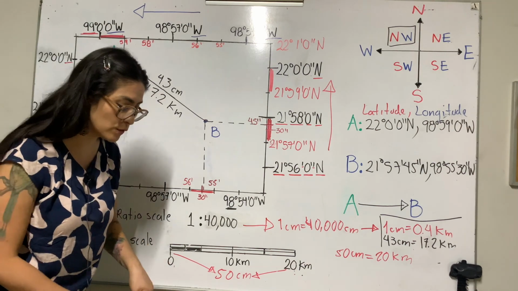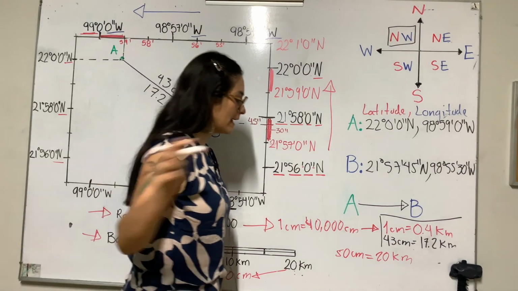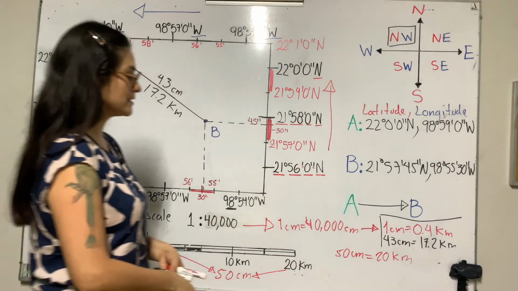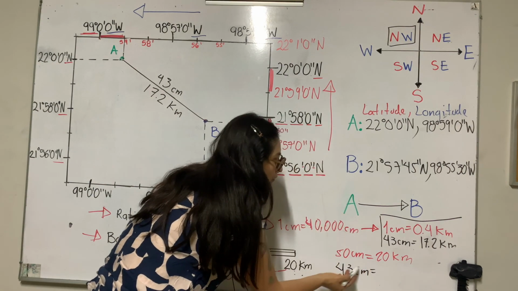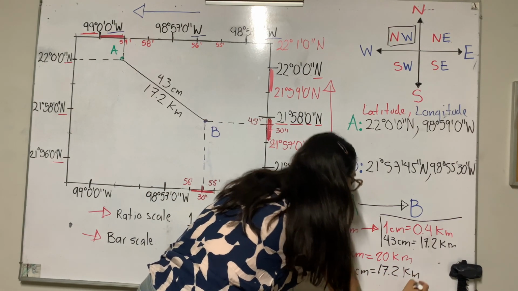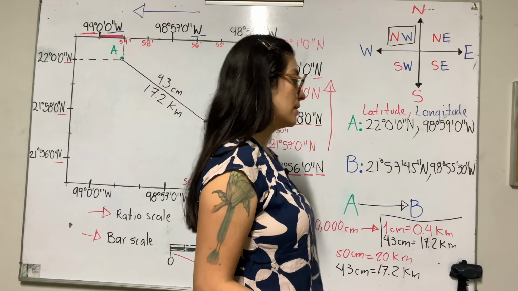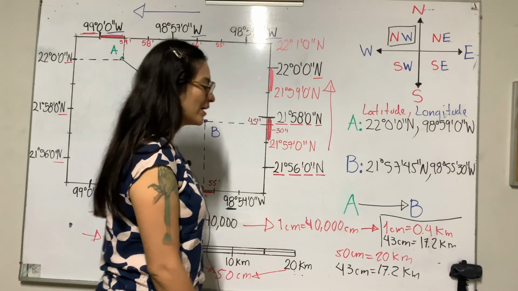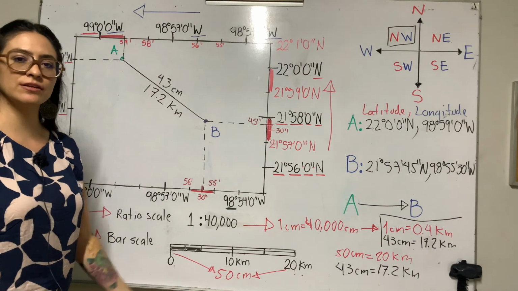That's why you have to look for the information that you have. Don't look for things that you don't have. If I use the same number, 43 centimeters, it is equal to what? I did the math, it's 17.2 kilometers. You can double check, don't trust me, I can make mistakes, it happens. So 17.2 kilometers. We are seeing what those centimeters are representing in reality.